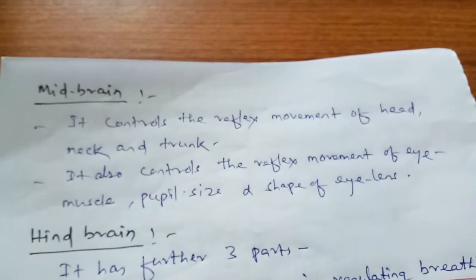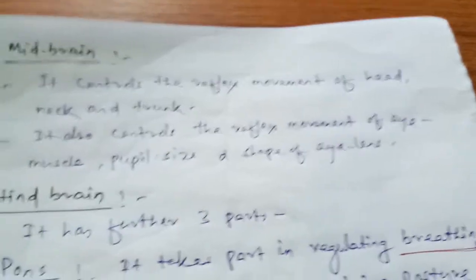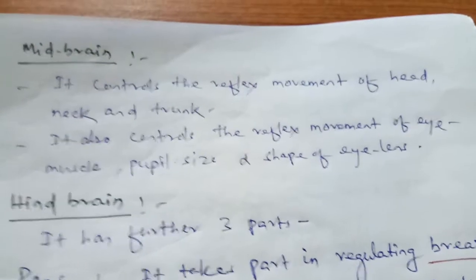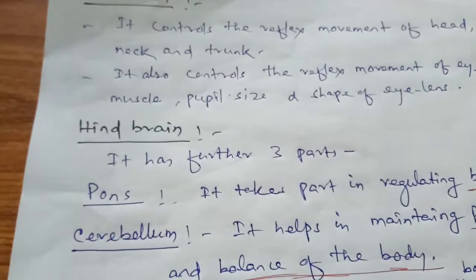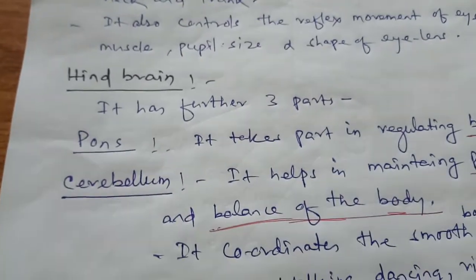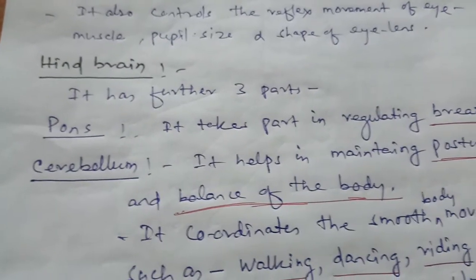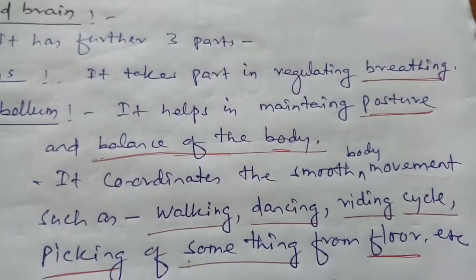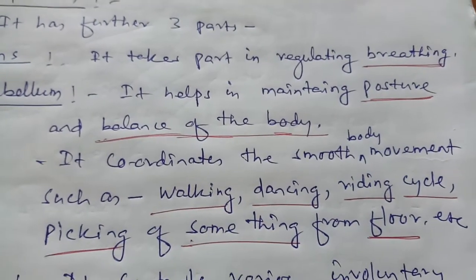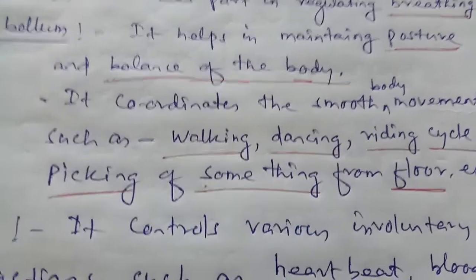Now students, the midbrain. It controls the reflex movement of the head, neck and trunk. It also controls the reflex movement of eye muscles, pupil size and shape of the eyelids. Lastly, the hindbrain. It has further parts: the pons, which takes part in regulating breathing and respiration, and the cerebellum, which helps in maintaining posture and balance of the body. It coordinates smooth body movements such as walking, dancing, riding a cycle, picking up anything from the floor, etc.